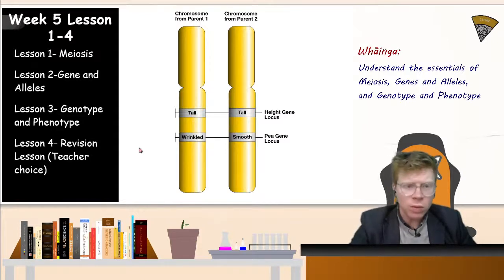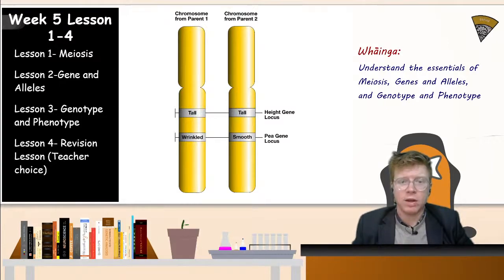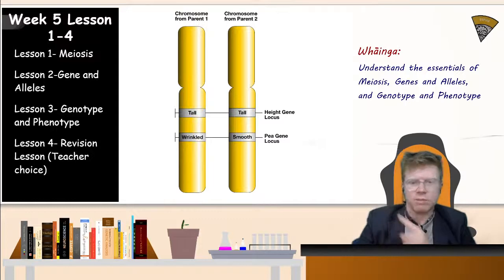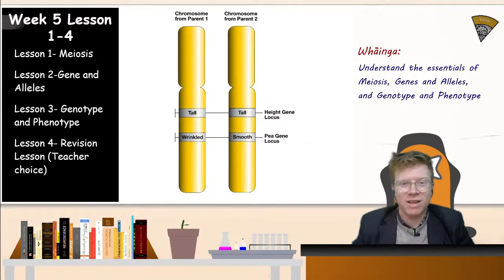Okay, what are we going to be doing today? Well, good question. Our content for today is looking at meiosis, looking at genes and alleles, and looking at genotype and phenotype. Now you will already know some of this from the content that we've been teaching so far. So for example, you may immediately be able to identify that the images over this way are of 2 chromosomes with 2 different genes.